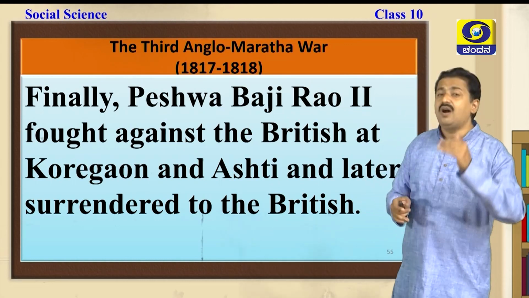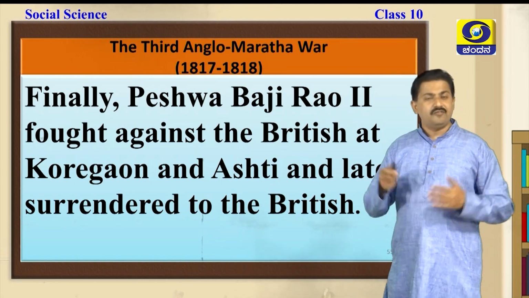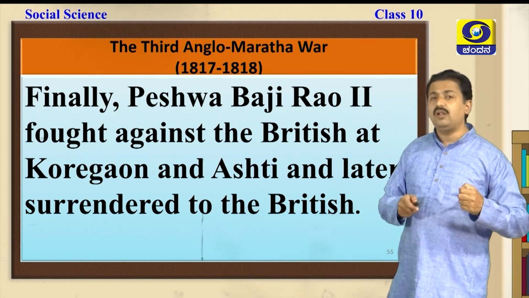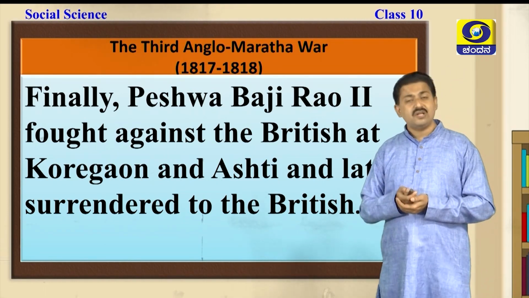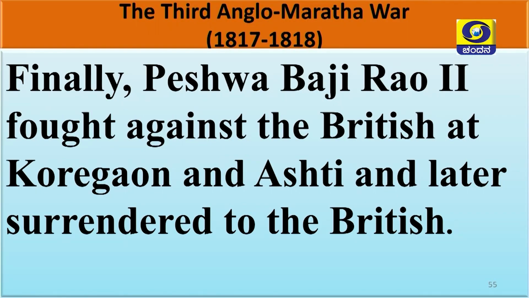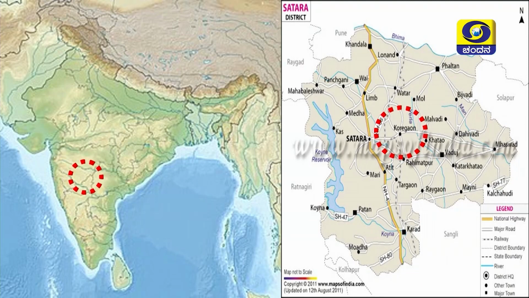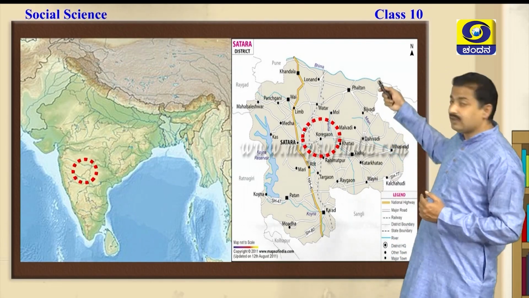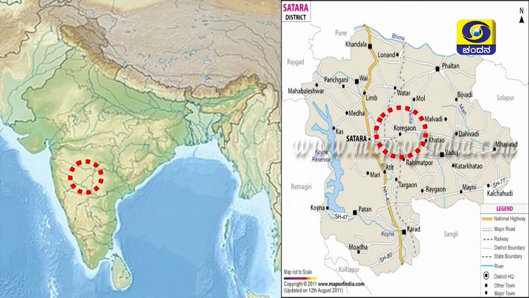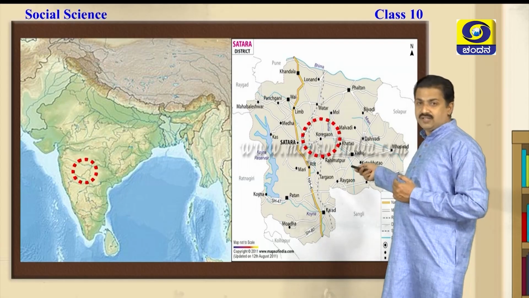Koregaon and Asti are in Maharashtra, but unfortunately, the British were very powerful. They defeated Peshwa Bajirao II and also his subordinates. Finally, Peshwa Bajirao II had to surrender. This is Koregaon. Here in Maharashtra, you have Koregaon and the place Asti nearby.